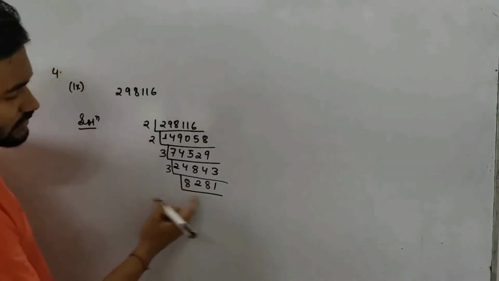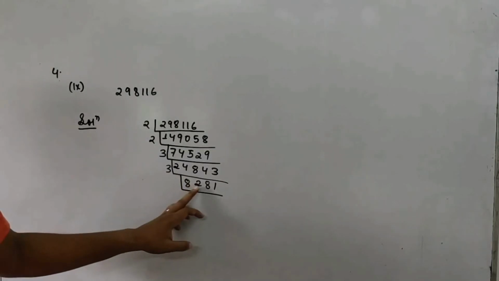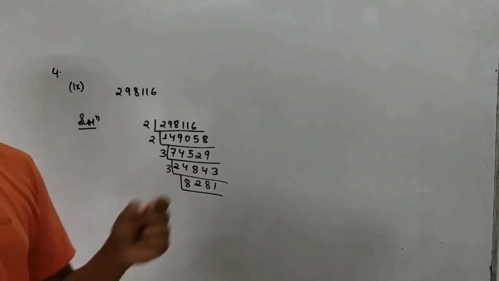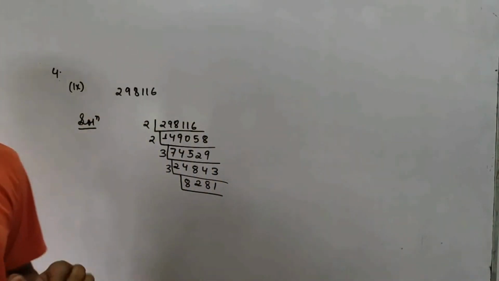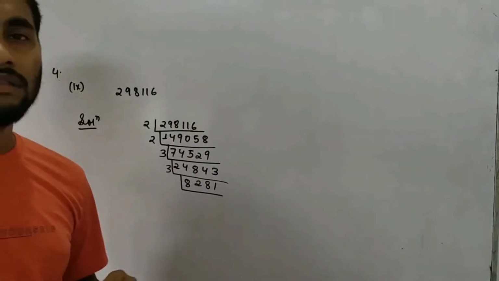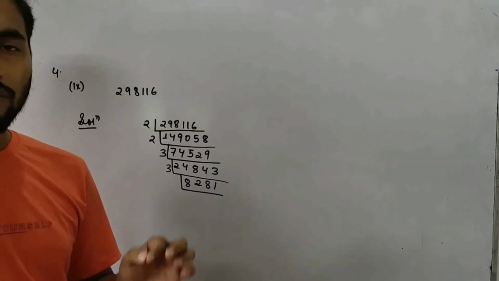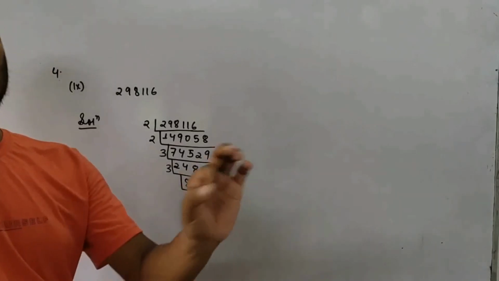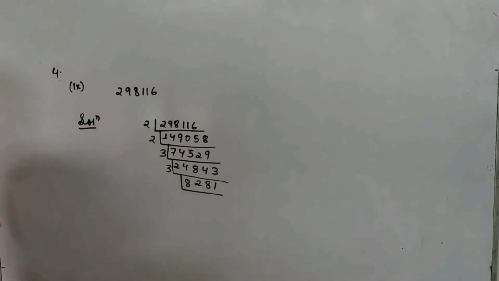Next is what? See, is it again divisible by 3 or what? Add 8 plus 2 is 10, 10 plus 8 is 18, 18 plus 1 is 19, and 19 is not divisible by 3. So we will check by what? Next prime number, that is 5. Now since in the ending it is 1, for 5 what should stay? 0 or 5. But it is 1, so it is not divisible by 5. Clearly we can see it is not divisible by 5.